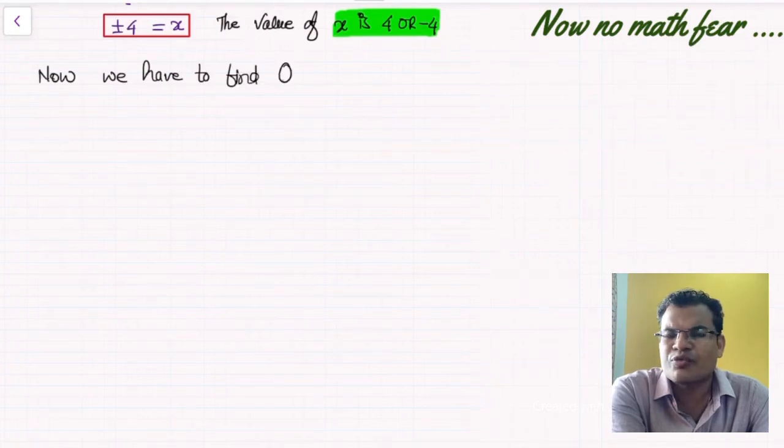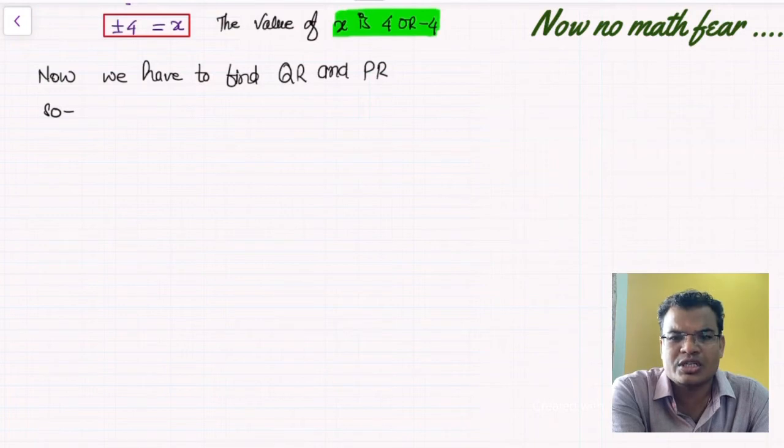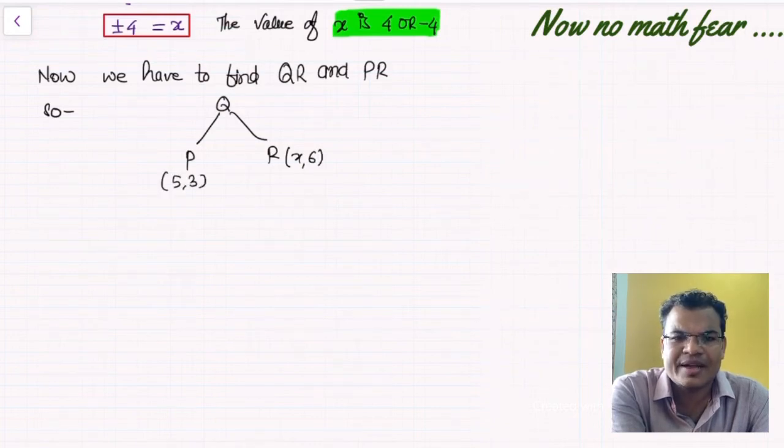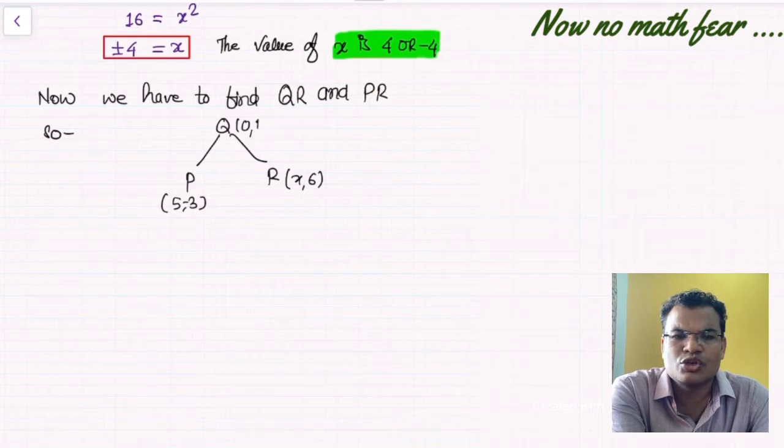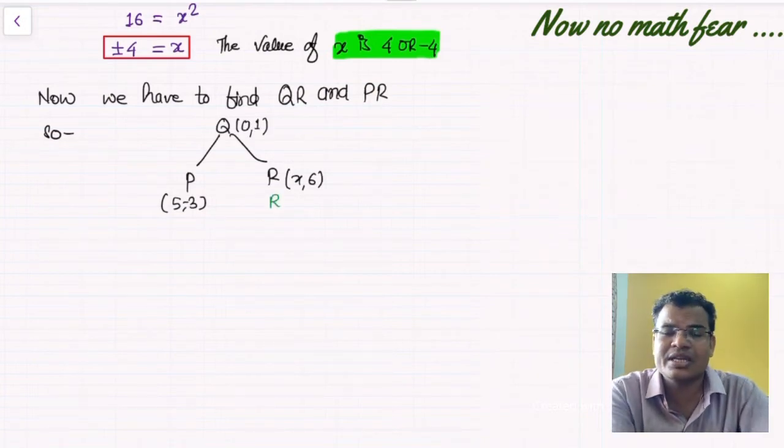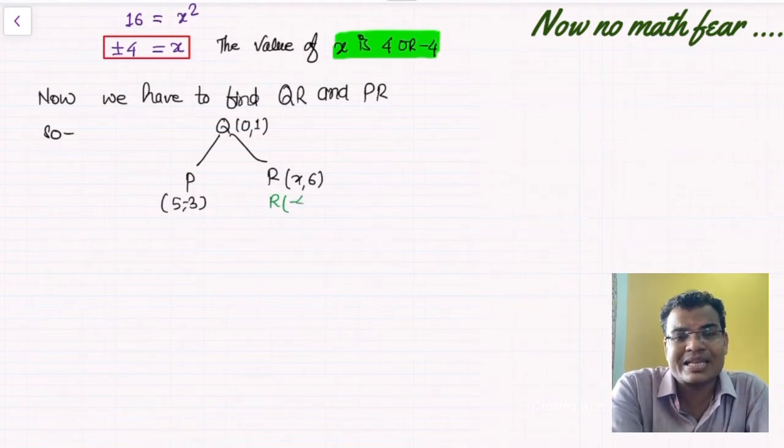Actually we have to find the distance QR and PR. Okay, so Q is 0 comma 1, fine, but I want to find out the value of R here, because R is x comma 6, right? So P is 5 comma minus 3, and 0 comma 1 is Q. But what is R? R we got: R is 4 comma 6 and minus 4 comma 6.